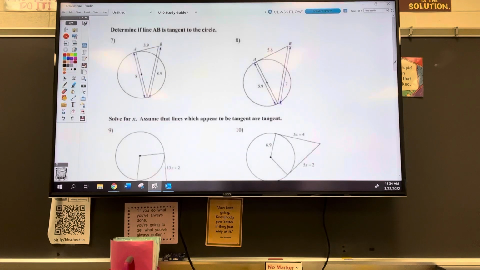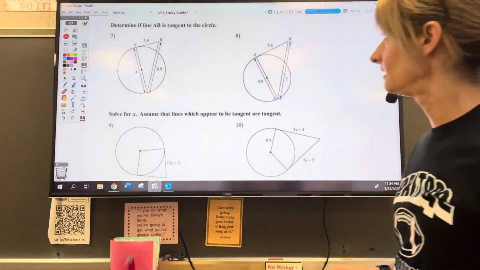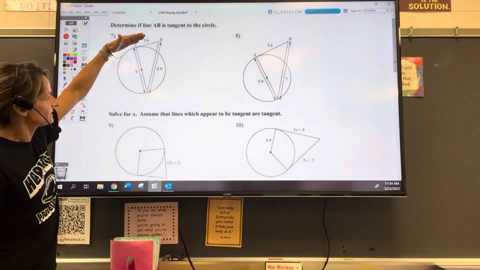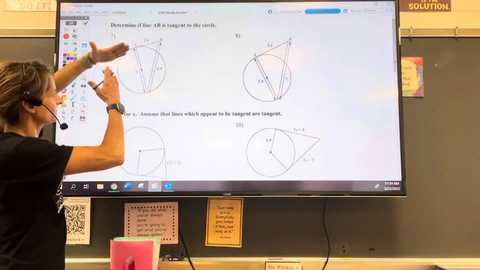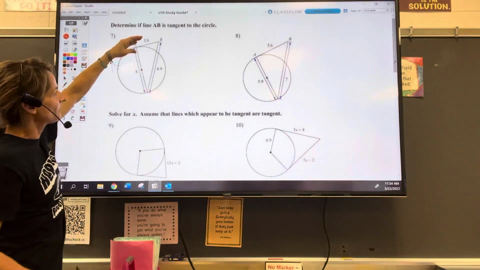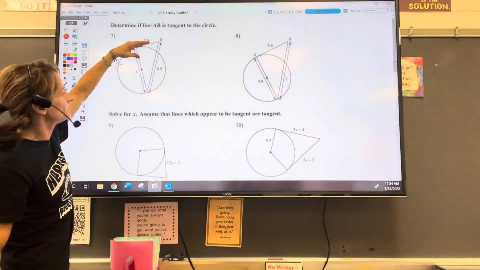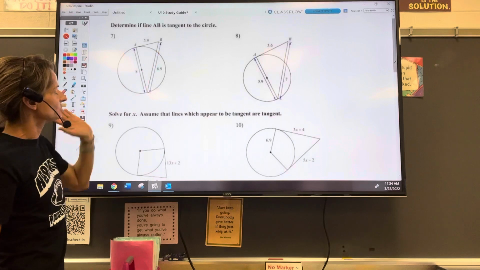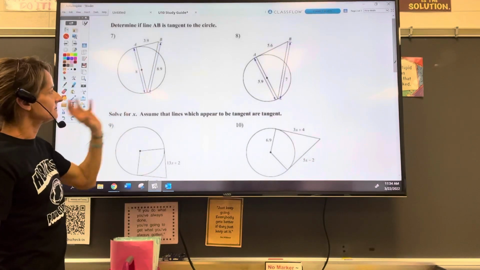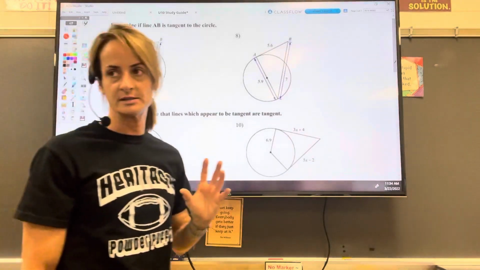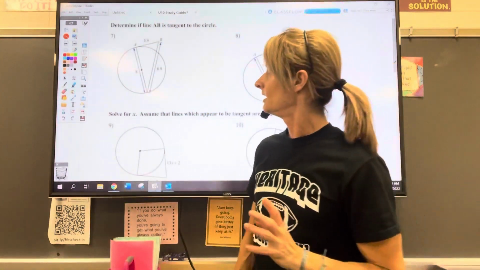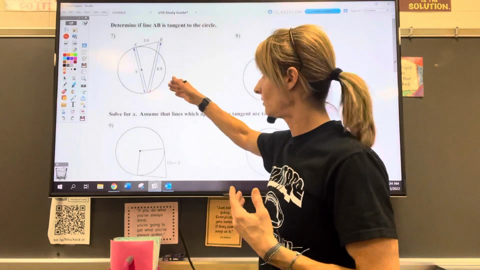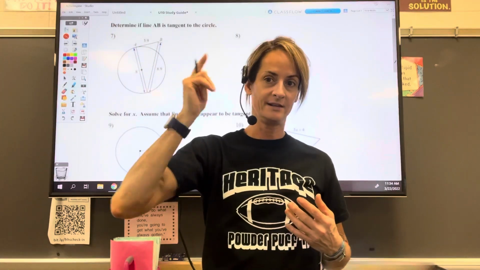We are going to move on to number 7. Number 7 asks you to determine if line AB is tangent to the circle. In order for this line to be tangent to the circle, it needs to be perpendicular to this radius. And the only way we're going to know if that's a right angle is if we use the Pythagorean Theorem. We have the 3 lengths of the sides of the triangle, so we're going to throw those lengths into the Pythagorean Theorem. Make sure we put in the longest side as C, across from the right angle, and see if it works. If it doesn't work, that means it's not a right angle and therefore not a right triangle, and therefore the line is not tangent.